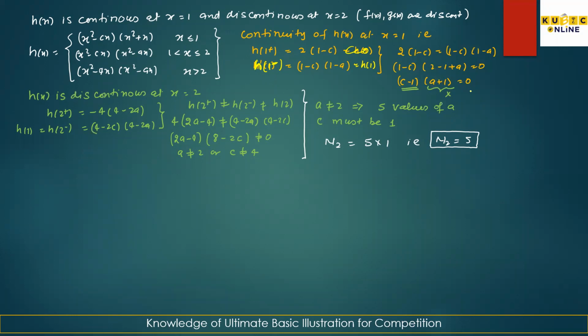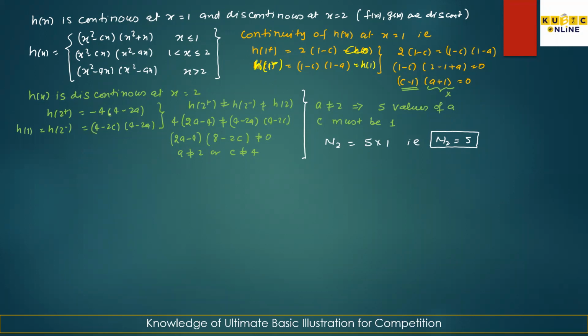But we know that a has positive values. So for those positive values, this bracket cannot be 0. Therefore, c minus 1 must be 0. So c must equal 1. Then we have to check the discontinuity of the function at x equal to 2.